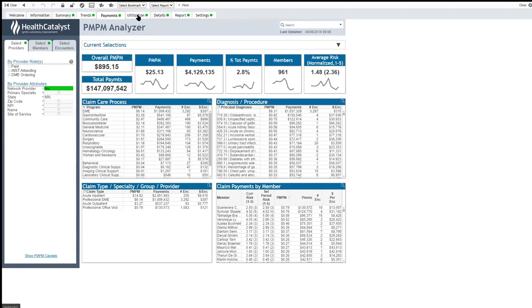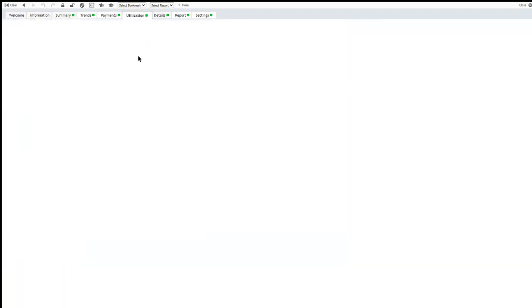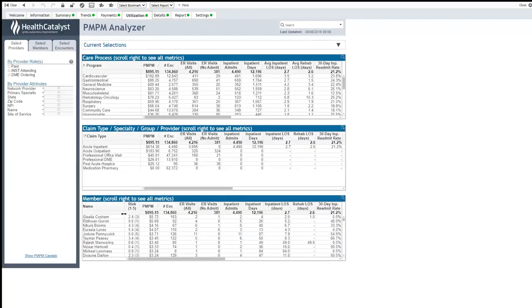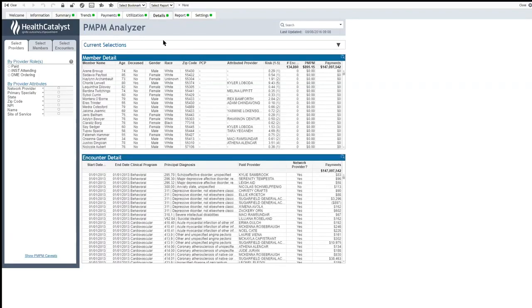Additionally, you can see measures of utilization. So if you want to see who are the members going to the ED quite frequently, or who are having a lot of encounters. These are the people that you might want to impact if you can put together a program to do so.